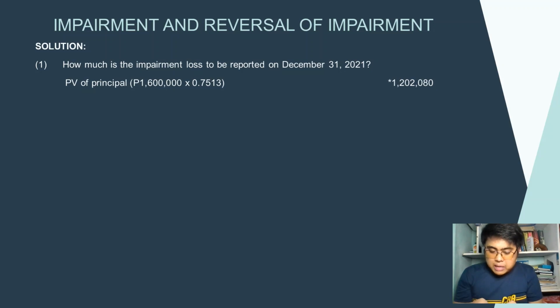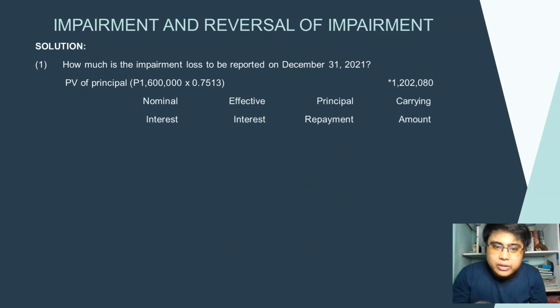So, imumultiply mo ngayon yan sa 1.6 million. So, ang lalabas is 1,202,080. And actually, that is automatically our recoverable amount kasi nga, wala namang binigay o hindi sinabi ng problem na may matatanggap ka pang nominal interest. Okay, so we are done with the recoverable amount. Let us compute the carrying amount. Okay, so how do we compute the carrying amount? Again, through the use of amortization table.